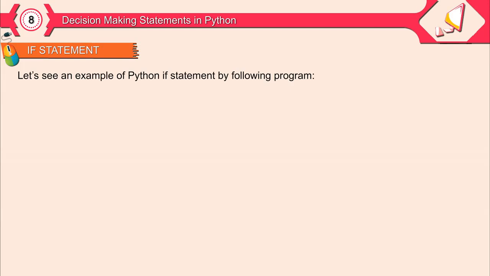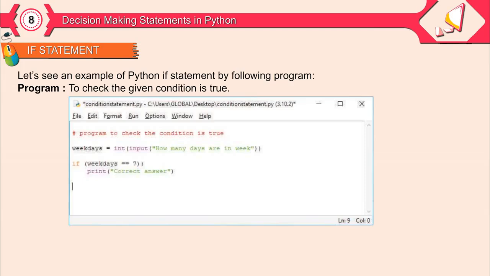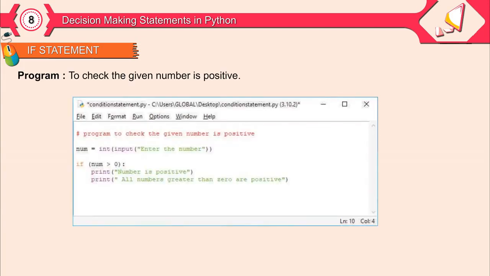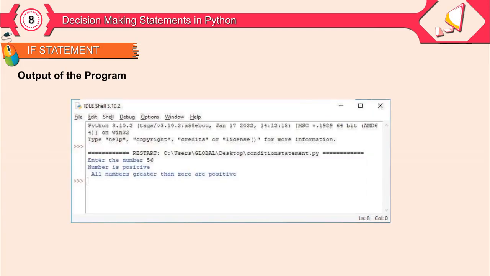Let's see an example of the Python if statement in the following programs. Program to check the given condition is true. Output of the program. Program to check the given number is positive. Output of the program.